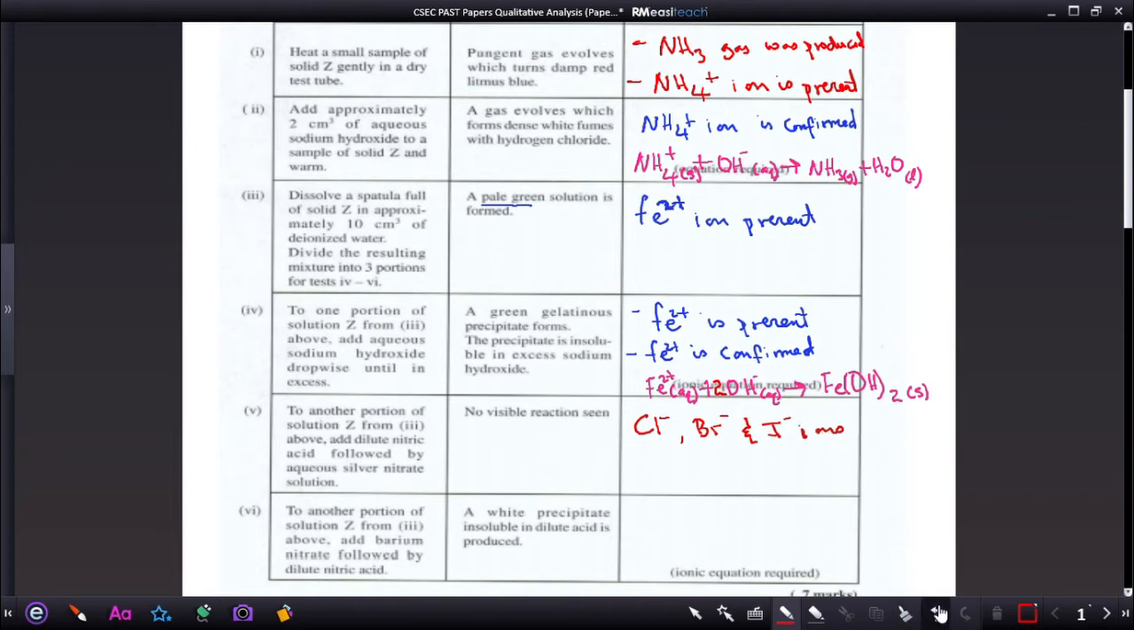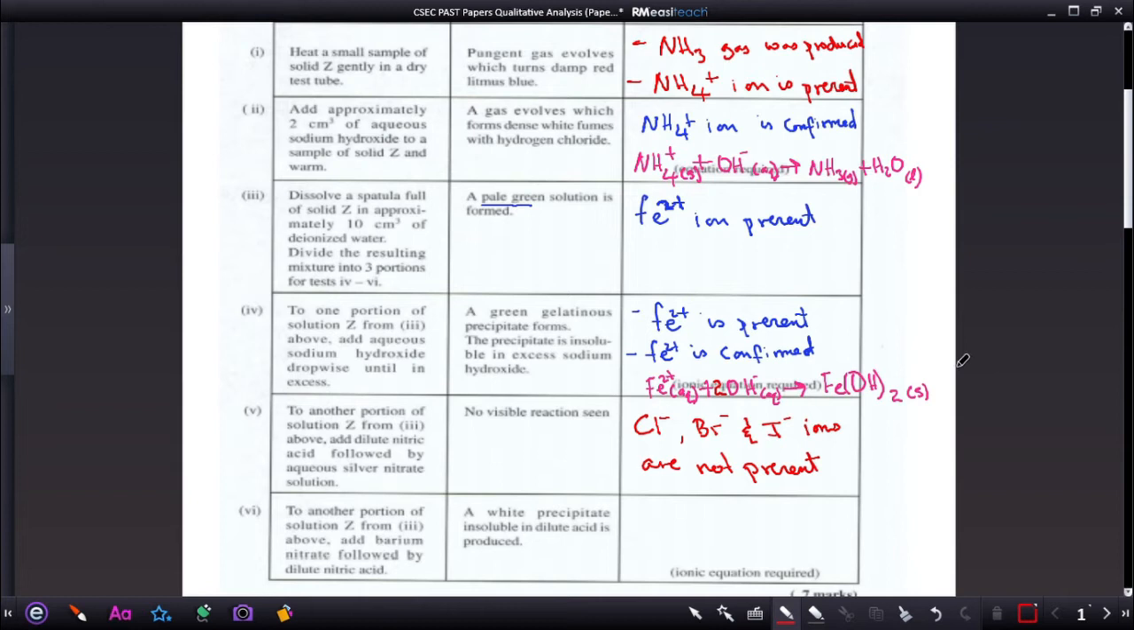Write that properly, that word ion. And the iodide ions are not present because there wasn't any observable reaction that would suggest that these ions would be present.